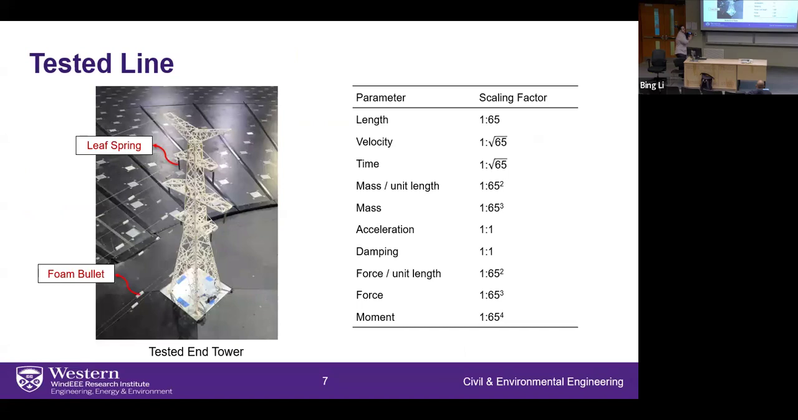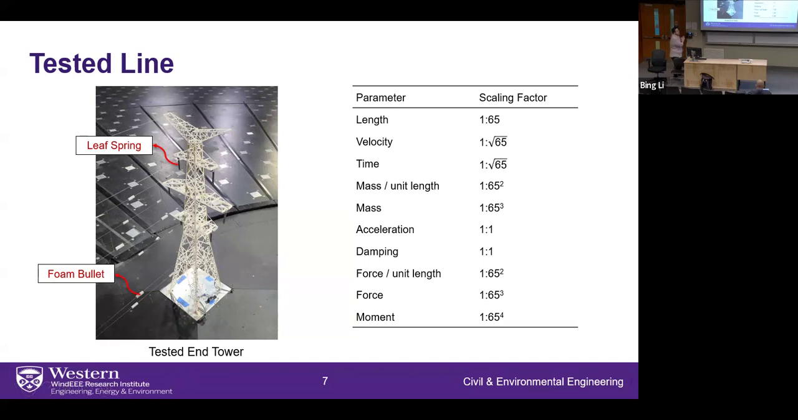The tower itself is made of 3D printed plastic angles with a geometric scale of 1 to 65. This tower has a scaled frequency similar to the prototype tower, so we can call it an aeroelastic model. Those are the remaining scaling factors for the other quantities.